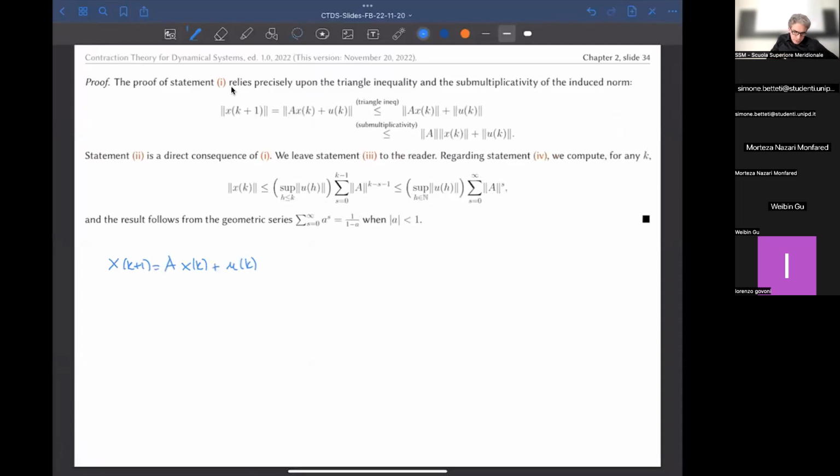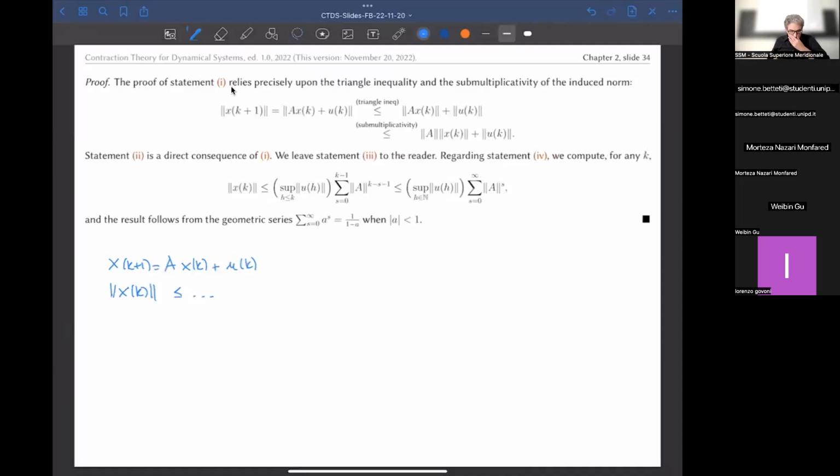And I would like to upper bound the norm of the state. So I would like to study this quantity and try to upper bound it in some ways. So I want to upper bound the norm. You can think of the norm of the state as the distance between the state and the origin. We're on a vector space.